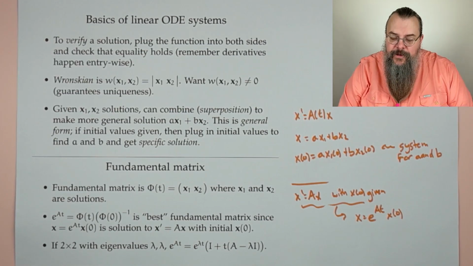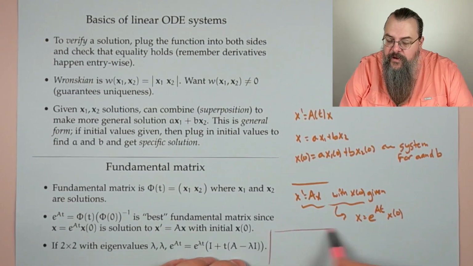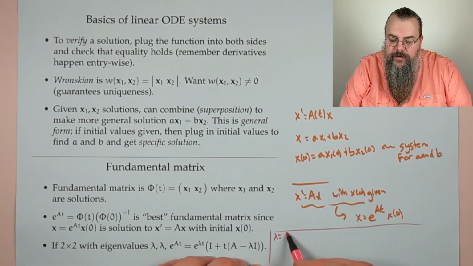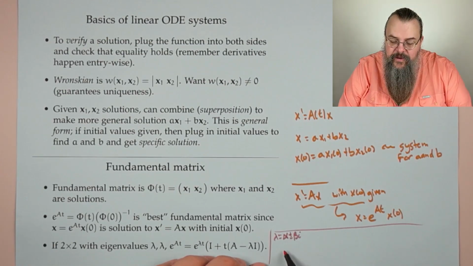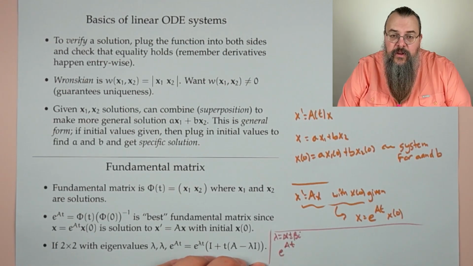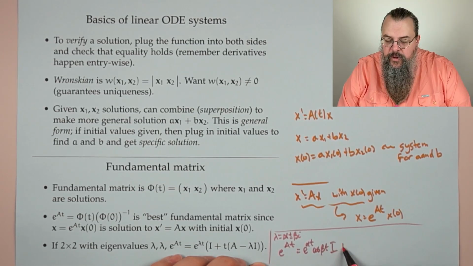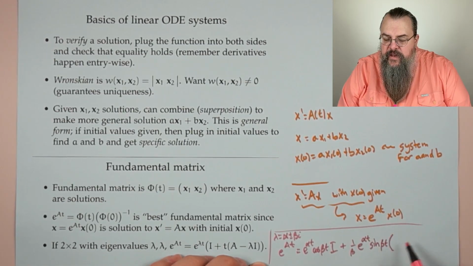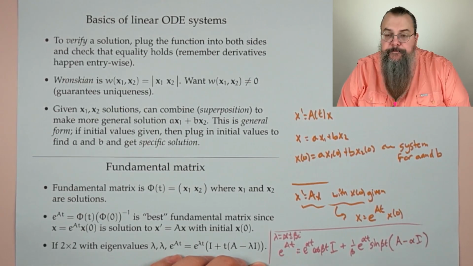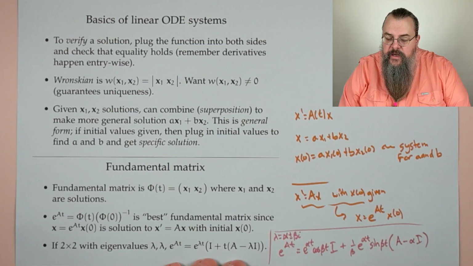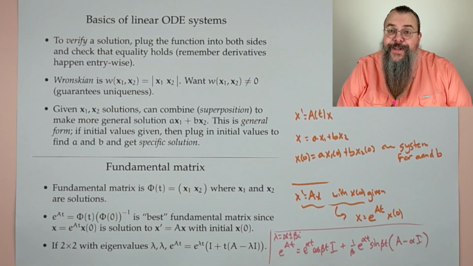There's another one which says, well, what if your eigenvalues are complex? So lambda equals alpha plus or minus beta i. Well, in that case, you get that e to the at looks like the following, namely e to the alpha t cosine beta t times the identity matrix plus 1 over beta e to the alpha t sine beta t times (A minus alpha I). And so, again, we have ways to compute e to the at.